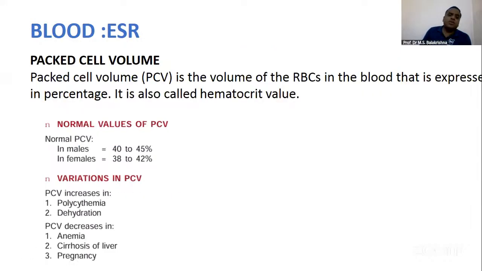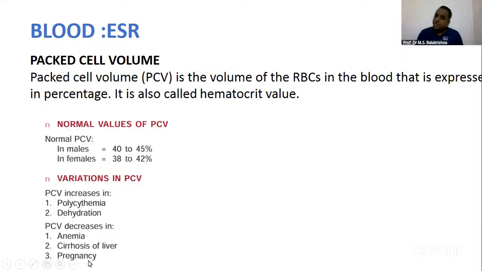The next term you will know is PCV. So I'm just quickly revising your chapter, okay? PCV is the volume of RBCs in the blood, expressed as a percentage. It is also called the hematocrit value. So the percentage is called the hematocrit value. Normal PCV in males is 40 to 45, and in females it is 38 to 42.